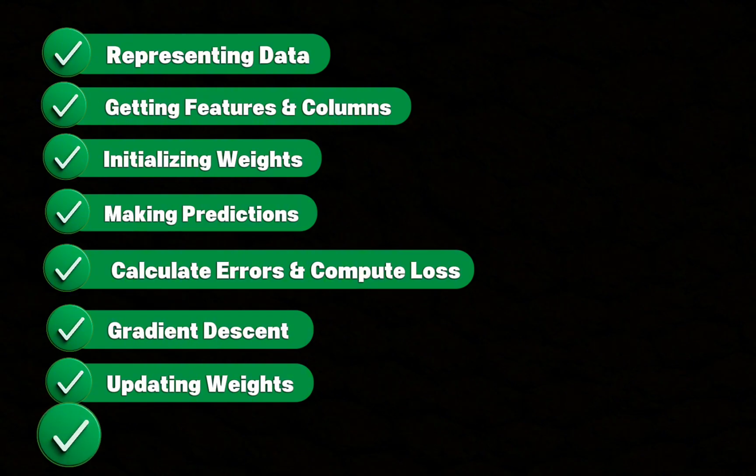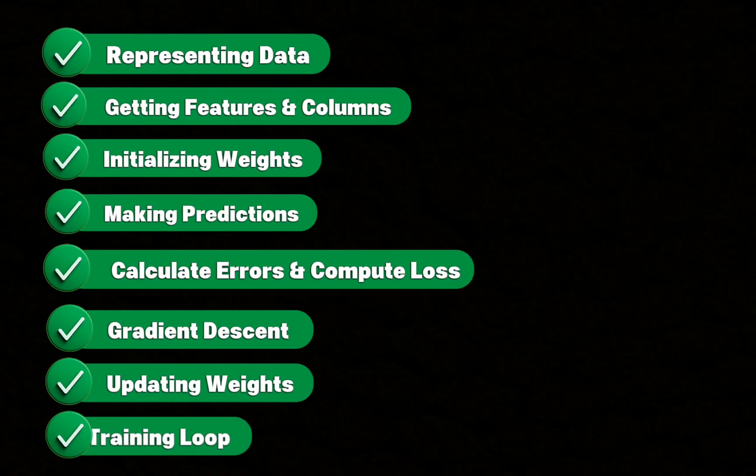And then finally we are going to talk about the training loop. A training loop is basically everything as a single entity. Think about running it a lot of times so that your machine learning model can learn from it. That's what the loop is doing: repeating the whole step over and over again. So with that being said, let's get started.